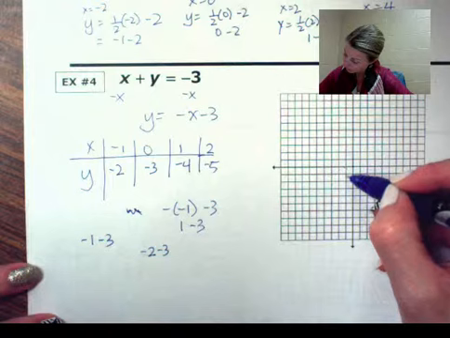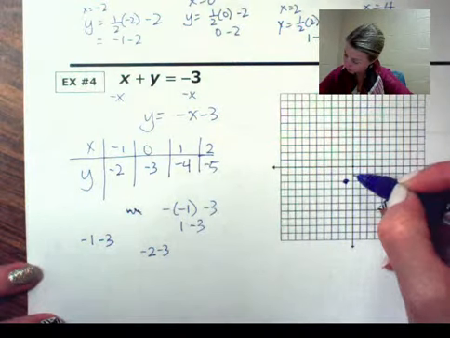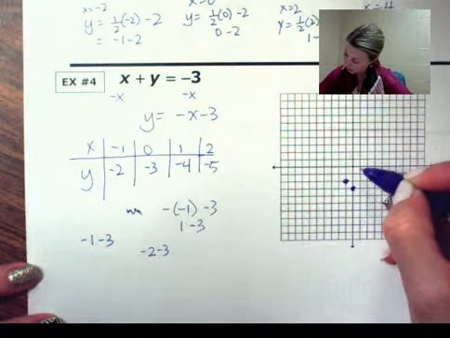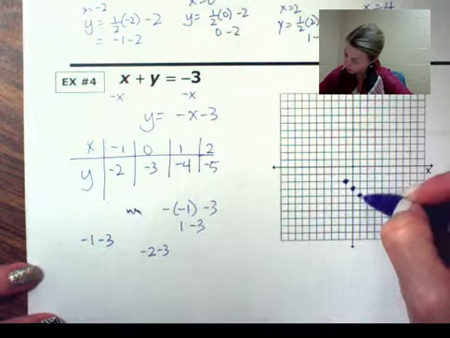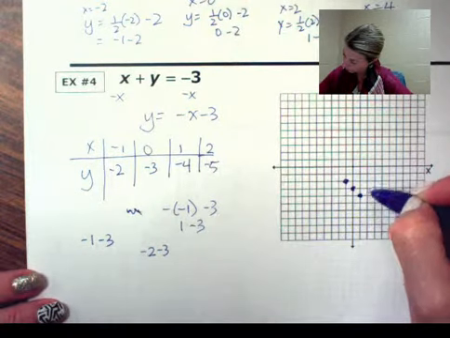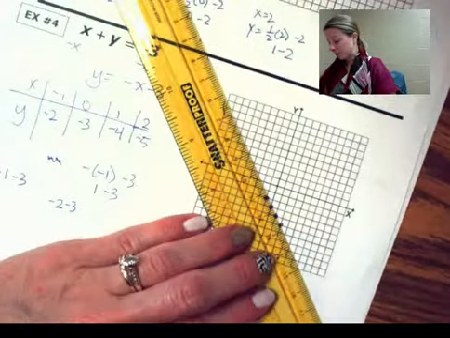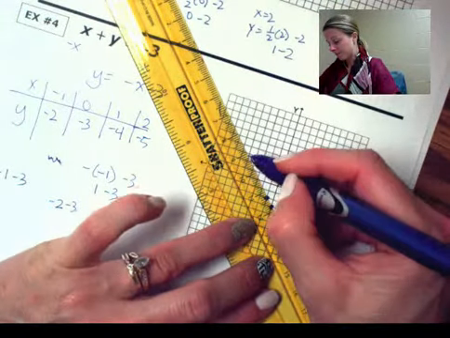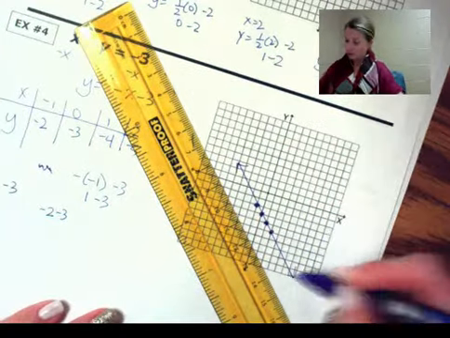So negative 1, negative 2, 0, 1, 2, 3, 1, 1, 2, 3, 4, and then 2, 1, 2, 3, 4, 5. So you complete your line. And that's how you graph.